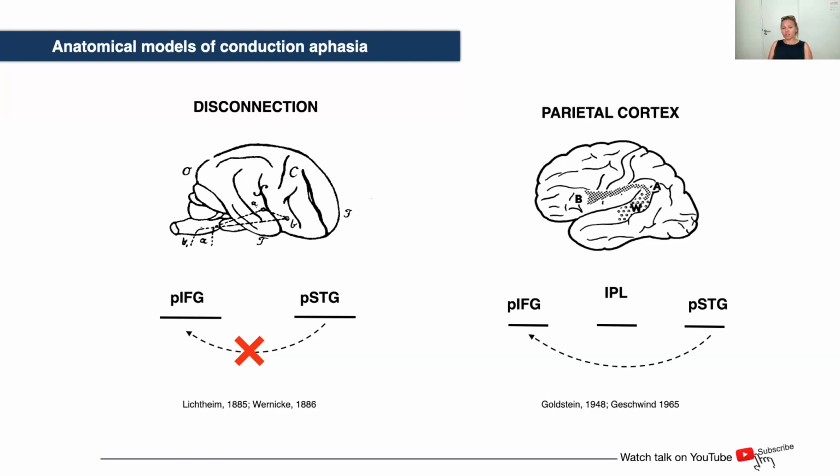Now, with the emergence of CT scanning, however, this paradigm shifted towards the inferior parietal lobe, because patients with lesions in the inferior parietal lobe also presented with repetition deficits. So what I wanted to do was to look at this discrepancy in the literature and actually see if we can disentangle it.